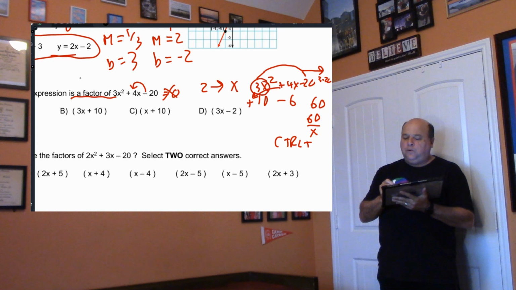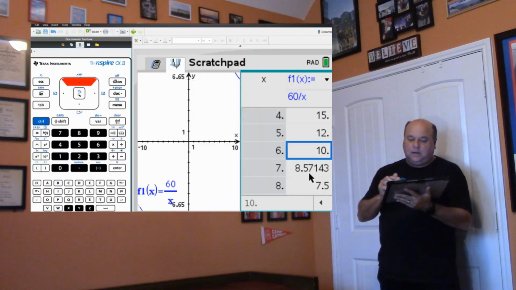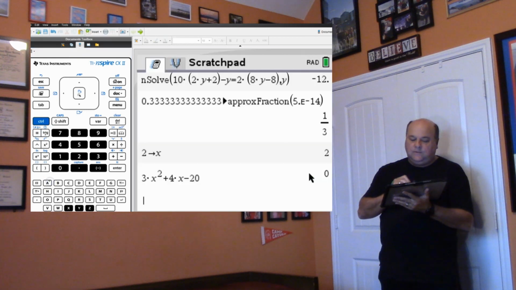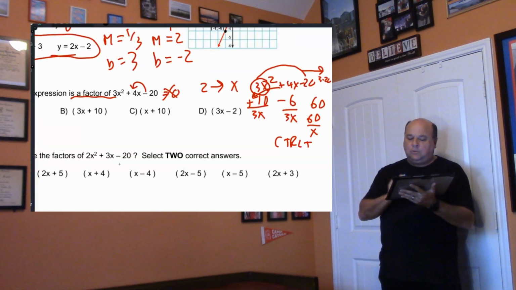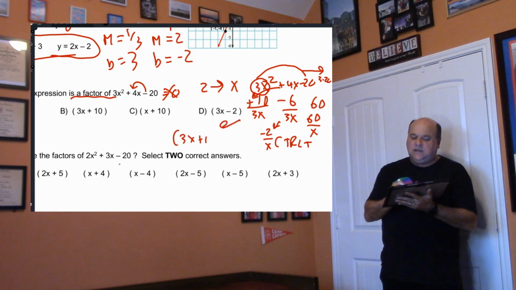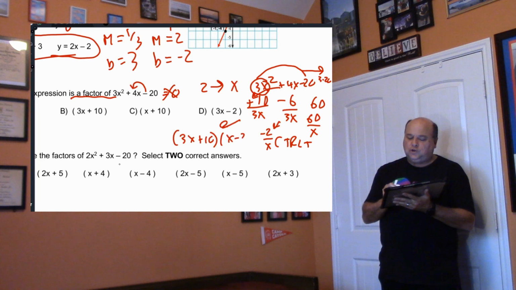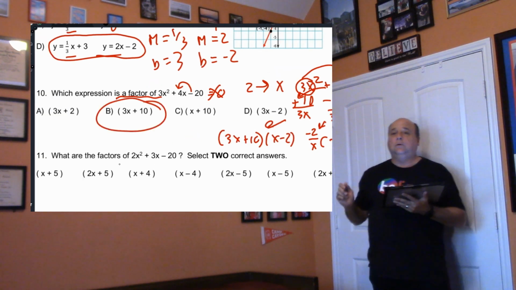Now then, you've got to put 3x on the bottom. 10 divided by 3 doesn't simplify, but negative 6. Let's do negative 6 divided by 3. So hit home and A, and then type in negative 6 divided by 3. And you get negative 2, don't you? So this fraction right here is going to change to negative 2 over x. So our parentheses will be 3x plus 10, and then x minus 2. Those are the factors. 3x plus 10 is the factor, okay?